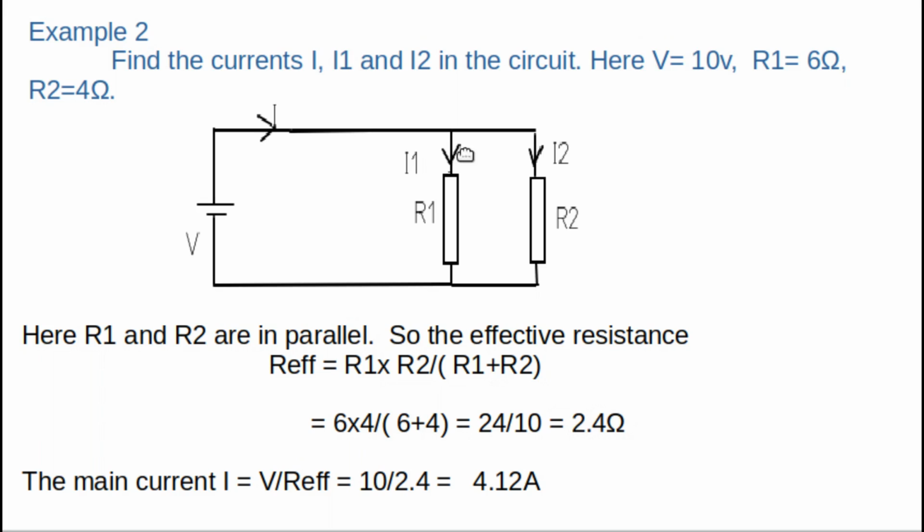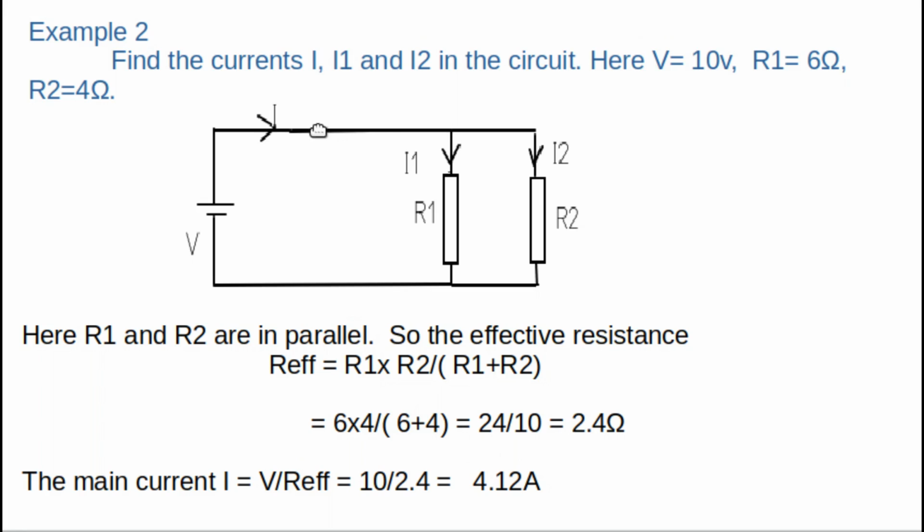So the effective resistance of these two parallel resistors is 2.4 ohm. Now we can find out the value of this current. I is equal to the supply voltage divided by the effective resistance. That is I equal to V by R effective is equal to 10 divided by 2.4. It is equal to 4.12 ampere. So the current flowing here is 4.12 ampere.